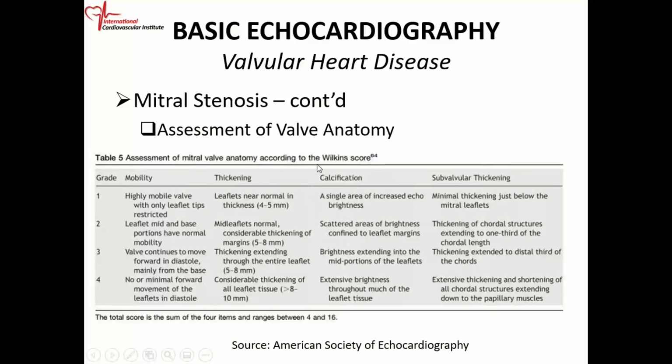So this is the scoring system, the so-called Wilkins scoring system. We look at the mobility of the leaflets. We look at the thickening of the leaflet, and we look at the calcification of the leaflet and the subvalvular thickening. So there are four things that we look at to determine the suitability of the valve for balloon commissurotomy. Okay, you can just put a balloon.